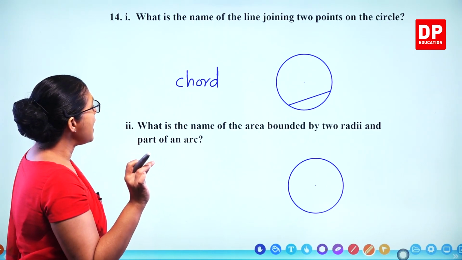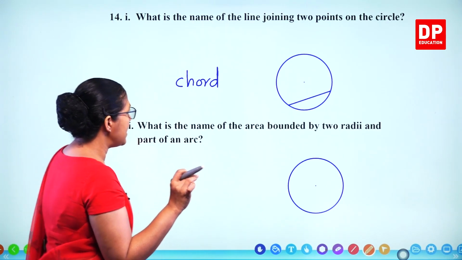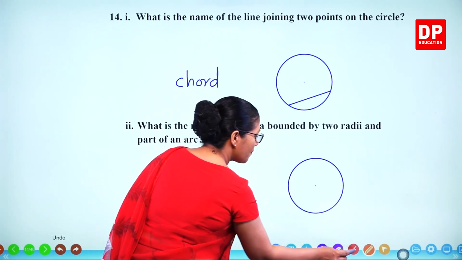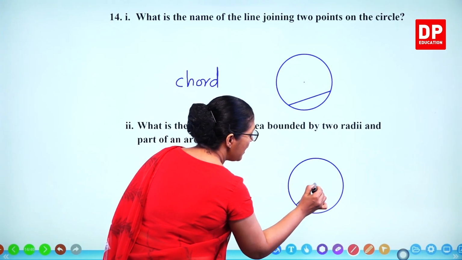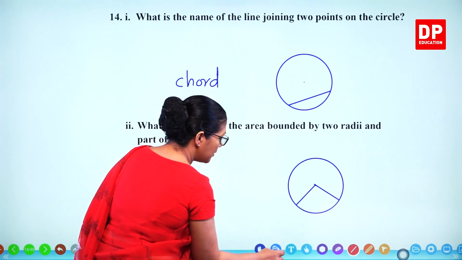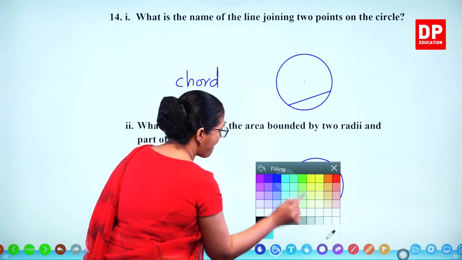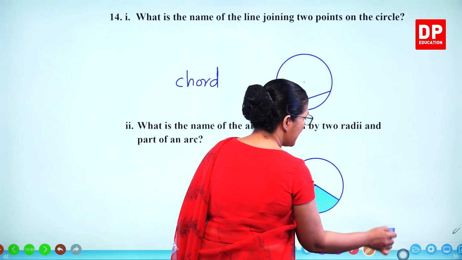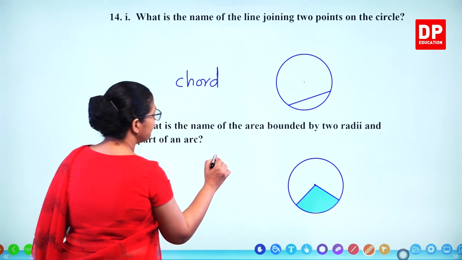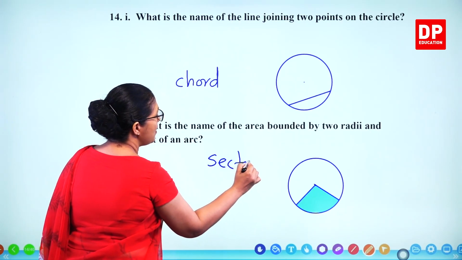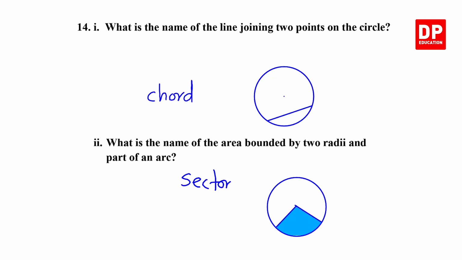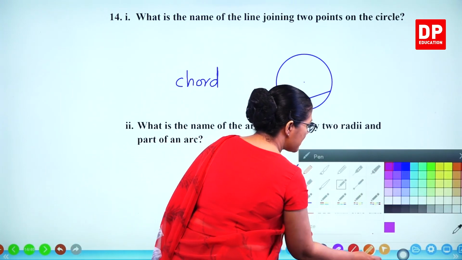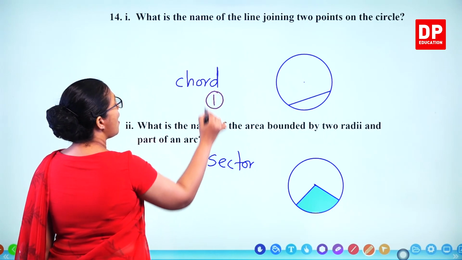What is the name of the area bounded by 2 radii and the arc? So what do you call that? That's a sector. It can be minor sector or major sector. So here just common name we can use as sector. So 1 mark each.